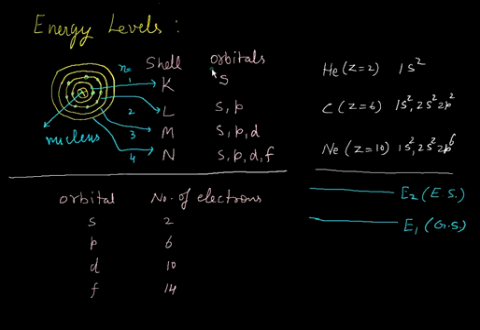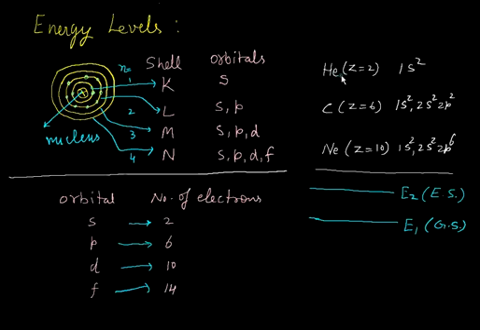Number of orbitals in each cell: first, the s orbital in the K cell; s and p orbitals in the L cell; s, p, d orbitals in the M cell; s, p, d, f orbitals in the N cell, that is number 4. Each orbital has a different capacity to accommodate electrons. In the s orbital only 2 electrons can be accommodated, in the p orbital 6, the d orbital 10, and the f orbital has 14 electrons.